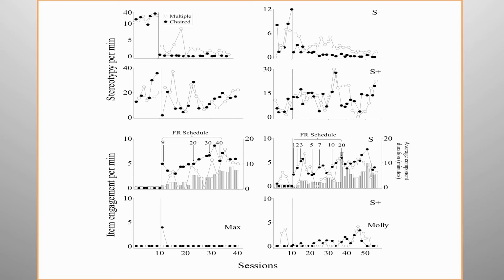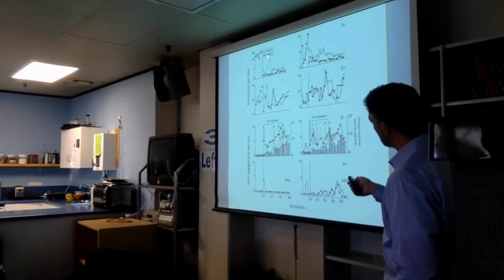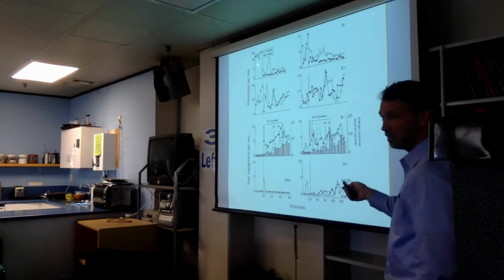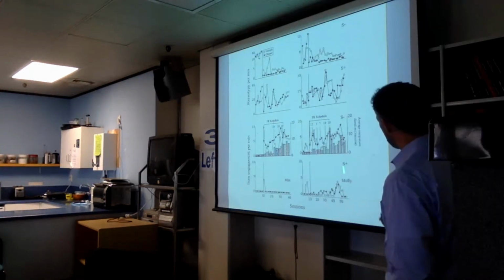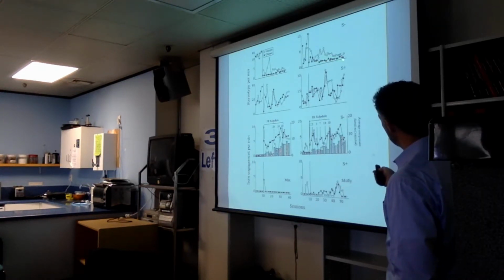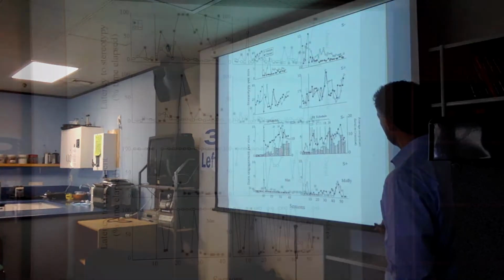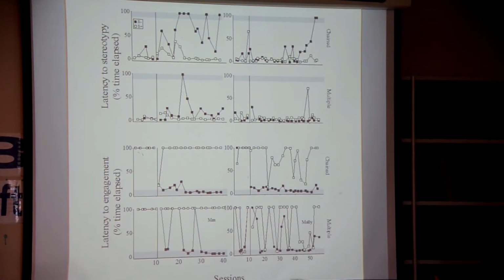Let's look at it during the S minus, which is the red card period. With the change schedule, we see this really nice and fairly consistent suppression in behavior. By contrast, in the multiple schedule, we see a lot more stereotypy attempts during that red card. Let's look over at Molly's data. We see a much better reduction in stereotypy during the red card, during the change schedule, than we do in the multiple schedule.